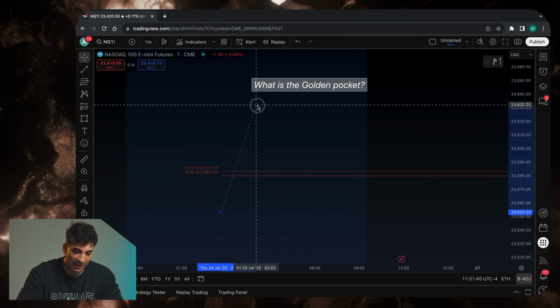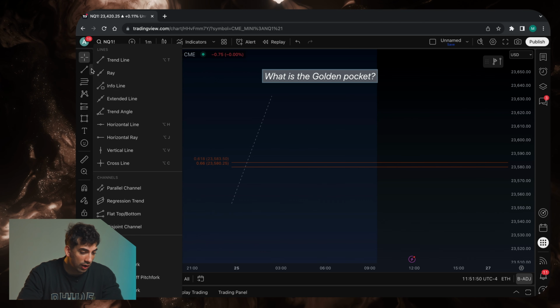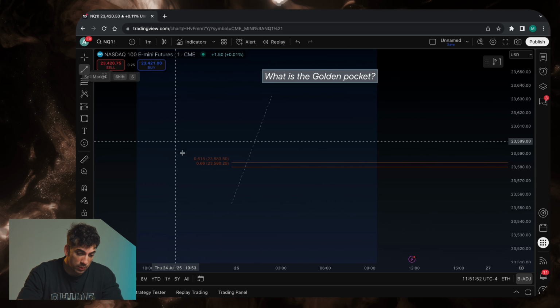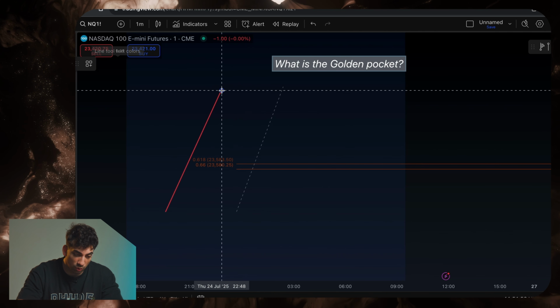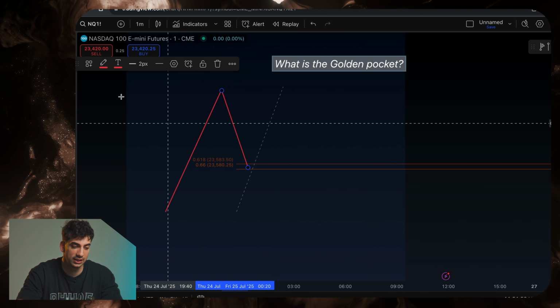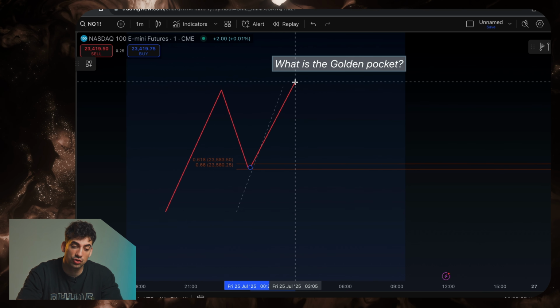We're looking for extended moves. We're looking for a move higher or a move lower. If I had to draw it out, it would look something like this, a move higher, which then is followed by a pullback. And this pullback should end up with our golden pocket. And then from there, we can look for an entry to then take the trade higher.